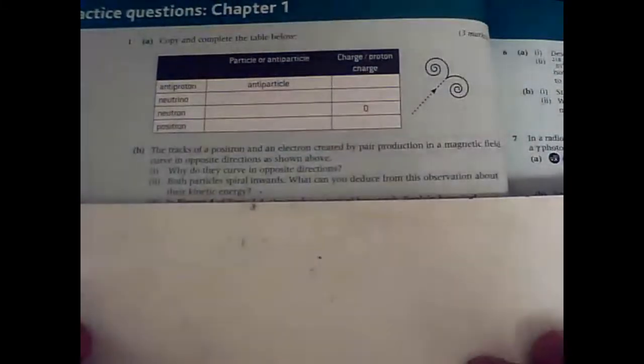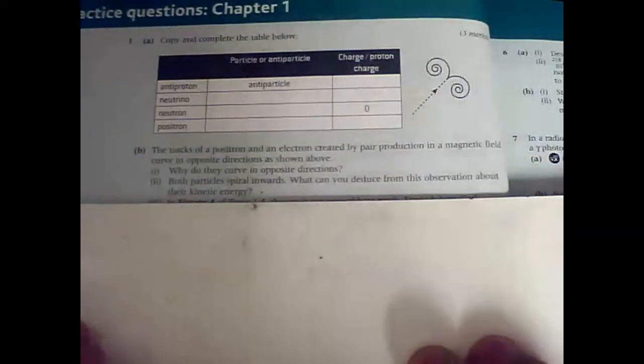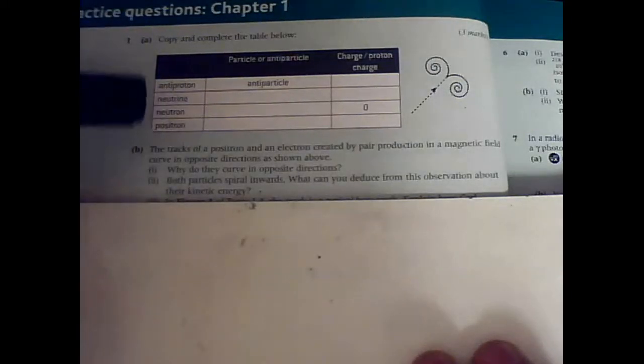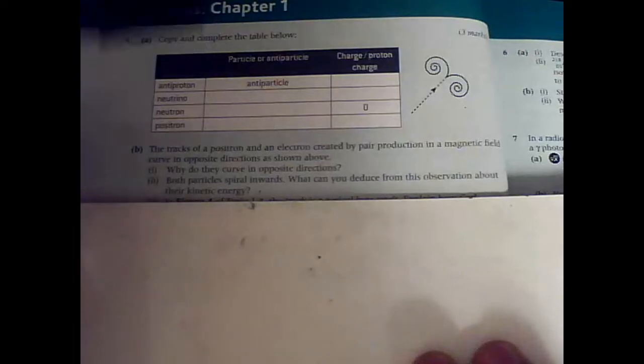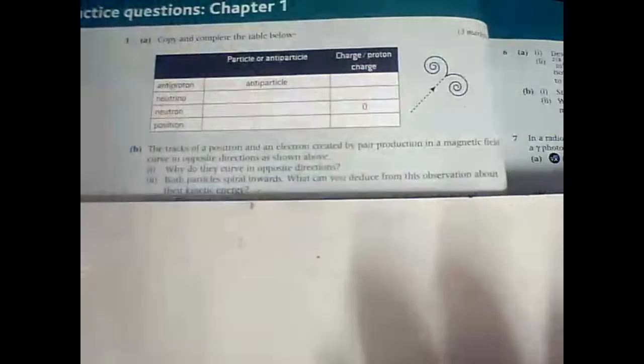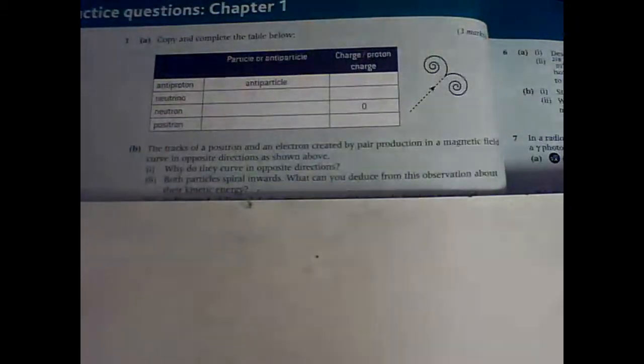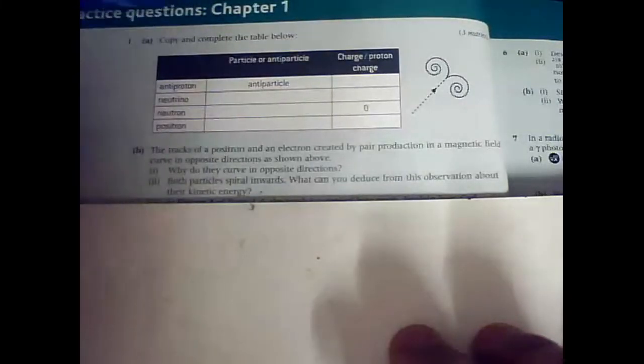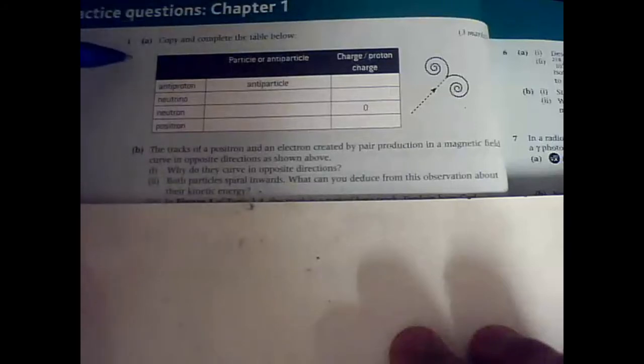Question 1 is asking us to look at the table and complete the table below. We've been given a set of four different particles, and we have to deduce whether they're a particle or antiparticle, then state their relative charge. For the first one, the clue is really in the name. It is an antiproton, so we know it's an antiparticle. Because it's anti, the charge is going to be the opposite of a proton. Proton is +1, therefore antiproton is -1 charge.